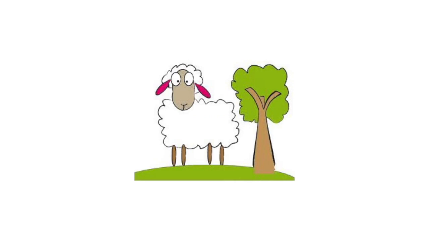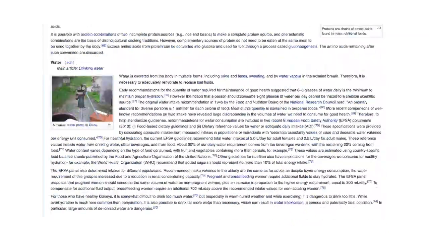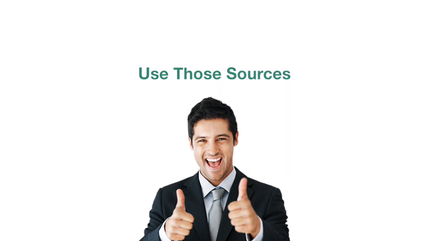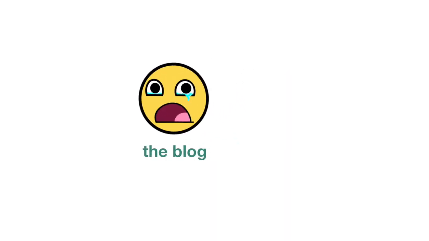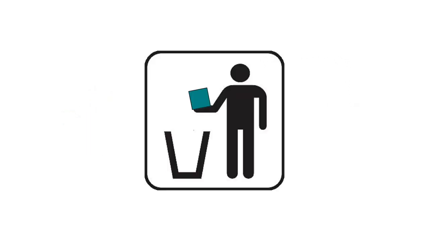No, wrong. Dumb sheep. If you find something that seems useful on a blog, you don't have to ditch it immediately. What you need to do is view the sources provided by the blog. And if those sources are good, use those sources. You still can't use the blog, but the blog helped lead you to a good source. If they didn't provide a source, I'm sorry, you have to ditch it.